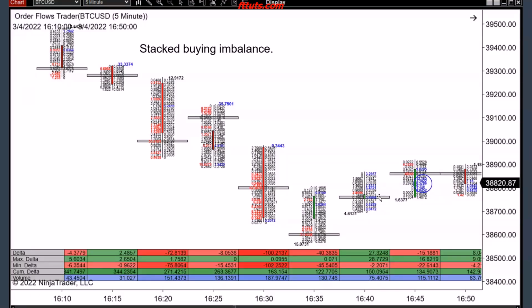Now, one of the problems that I saw a lot of traders making with order flow is only looking for bars with stacked imbalances.